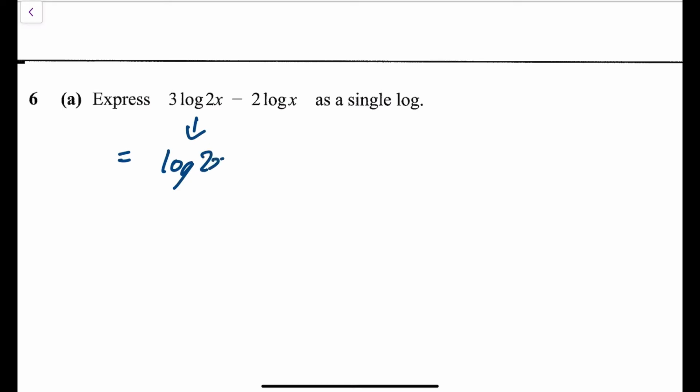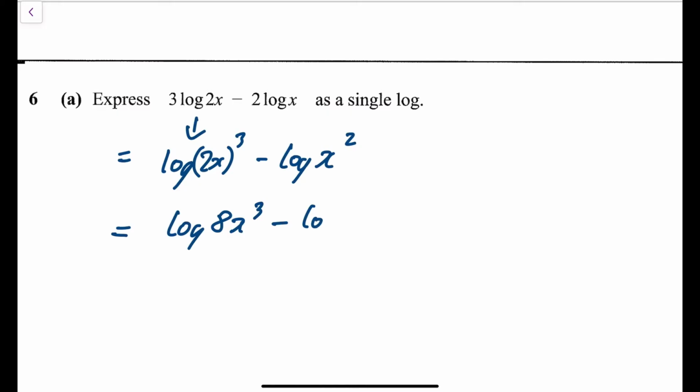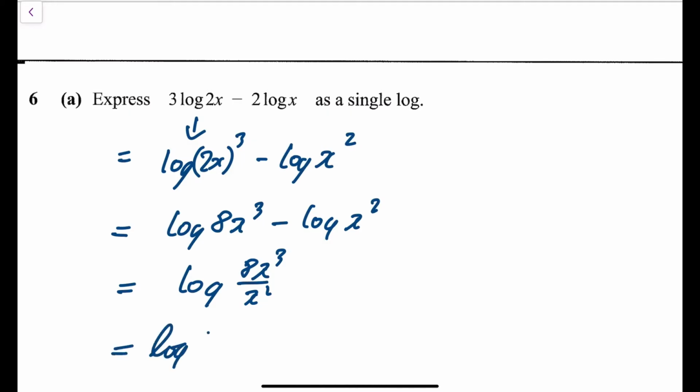So this 3 comes up here and is powering the 2x. And same idea here, that's going to be log x squared. And then let's just tidy that up. That's going to be log of 8x cubed minus log of x squared. Using my second rule of logs, which is log of a minus log of b is equal to log of a over b. So that's going to be 8x cubed over x squared, which is going to be log, and that's just going to be 8x. That's as good as we can go.